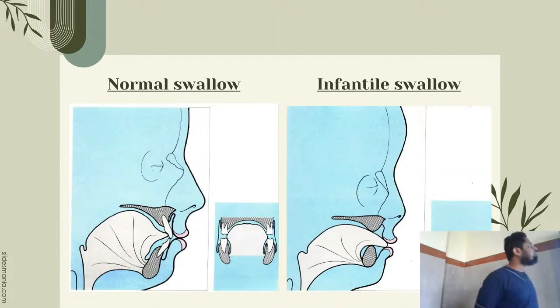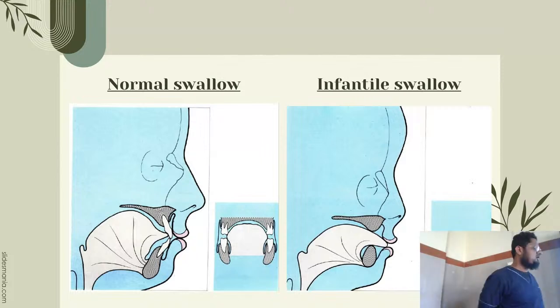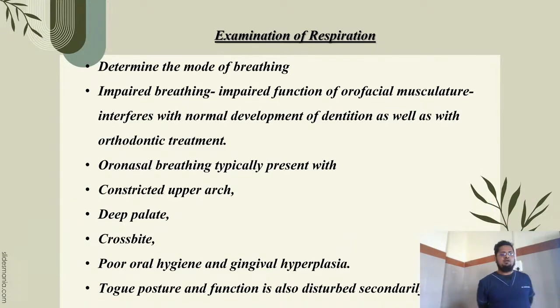Here we can appreciate the normal swallow. The position of the tongue is normal, the lip musculature is relaxed, and the teeth are in contact. While in the infantile swallow, the gums are apart and the tongue is positioned between the lips, facilitating the suckling movement. Next function is respiration.